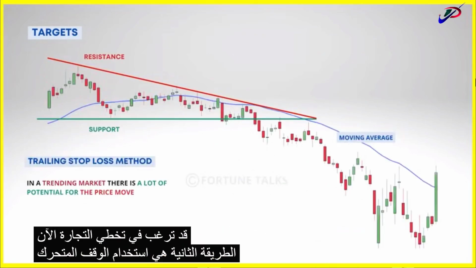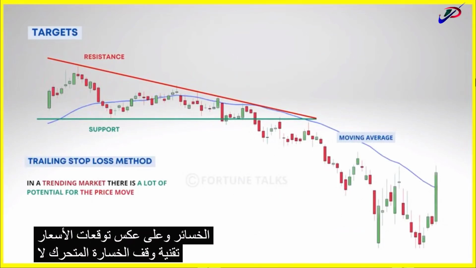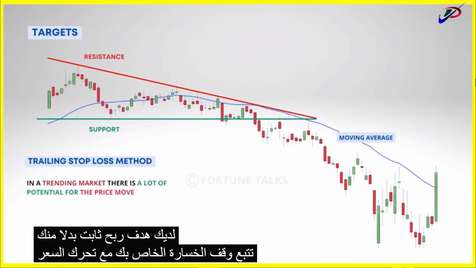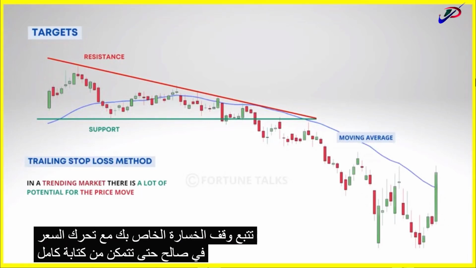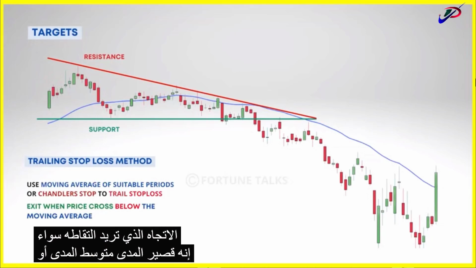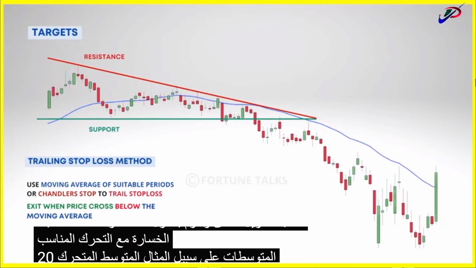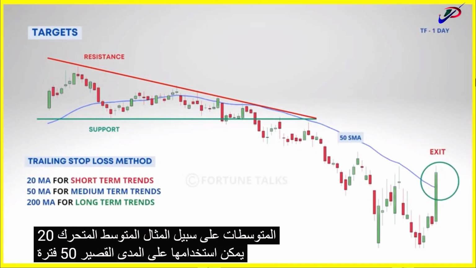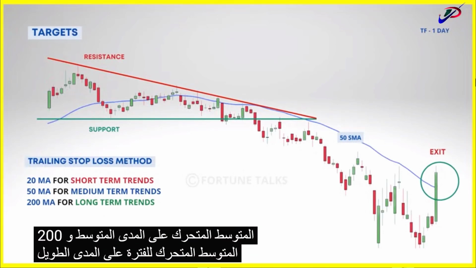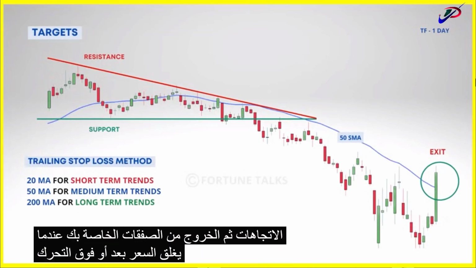Now the second method is using trailing stop losses, and unlike the price projection technique, a trailing stop loss does not have a fixed profit target. Instead, you trail your stop loss as the price moves in your favor, so you can ride the entire trend. Now you have to decide on the type of trend you want to capture, whether it's a short term, medium term or long term trend, and you trail your stop loss with the appropriate moving averages. For example, a 20 period moving average can be used for short term, 50 period moving average for medium term, and 200 period moving average for long term trends. Then exit your trades when the price closes beyond or above the moving average.